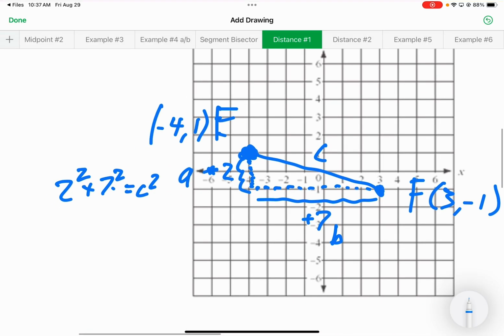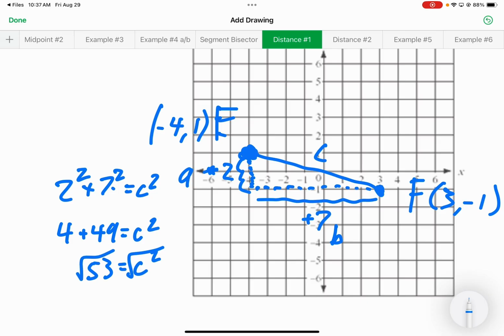Okay. All right, 2 squared is what? 4. Nice. 7 squared? 49. Quick math equals C squared. What's 4 plus 49? 53. How would I solve for C? What would I need to do? Square. 53. Square, Angeline? Yeah, I have to take the square root of both sides, right?